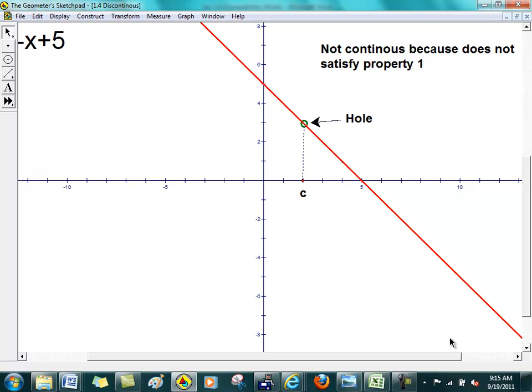There's still a limit. That's right. Exactly right. So what's the limit in this case here? Yes, good job. So even though there's a hole, there's a limit, and therefore this function is not continuous because property 1 is not satisfied. Number 1 out of the 3 is not satisfied. Is everybody with me on this?